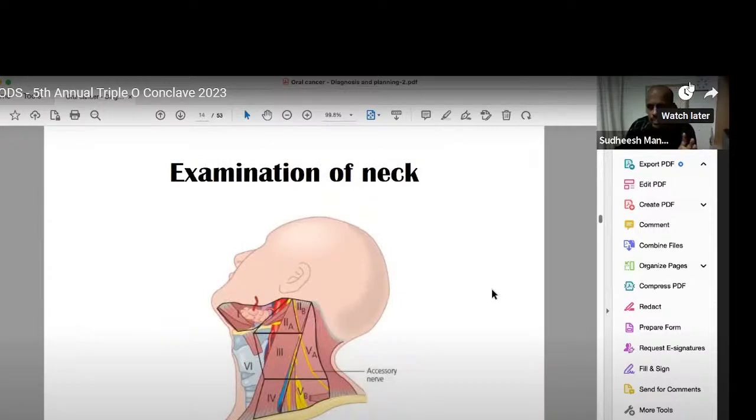Now, once you examine the oral cavity and find a lesion which you suspect to be a malignancy, examination of the neck is very, very important. Why? Because oral squamous cell carcinoma metastasizes through lymphatic channels. So lymph node enlargement is another important sign, and the presence of a lymph node will change the prognosis. It reduces the prognosis by 50% by itself. So the presence of a lymph node means the prognosis is reduced by 50%. So examination of the neck and treatment of the neck is very important in oral cavity cancers.